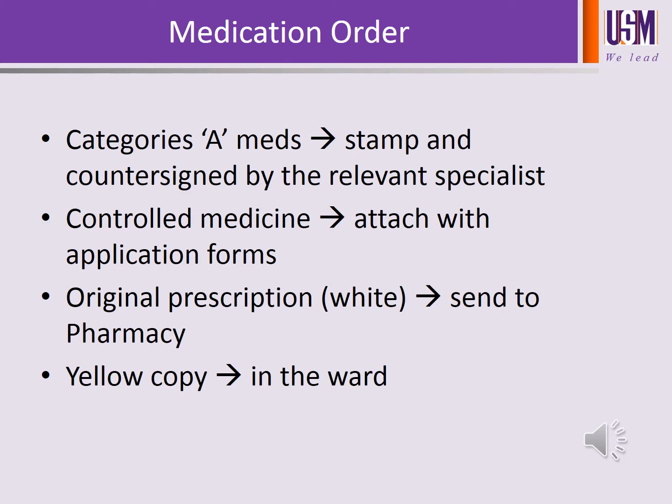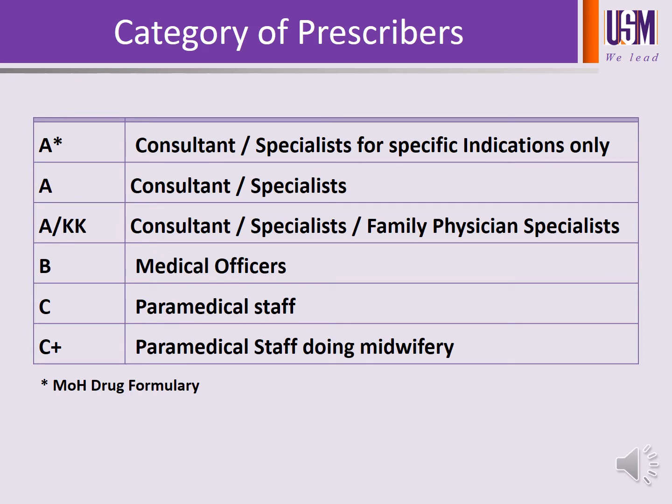Each time the drug is administered to the patient, the nurses will record it in the yellow copies. This slide shows the category of prescribers based on the Ministry of Health Drug Formulary. You can see here, category A is a consultant or specialist item. Category B is medical officers, and C is paramedic staff. Unfortunately, pharmacists cannot prescribe in Malaysia.